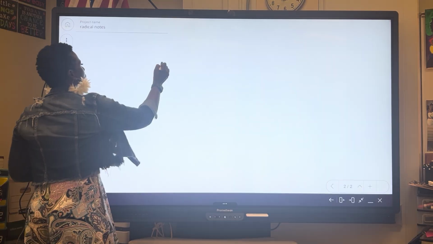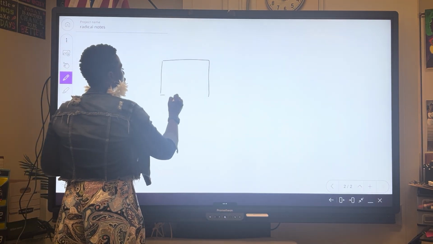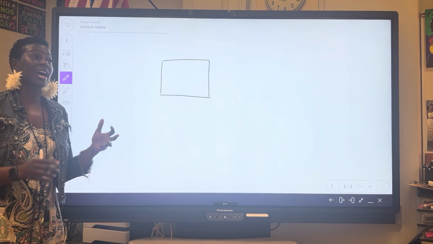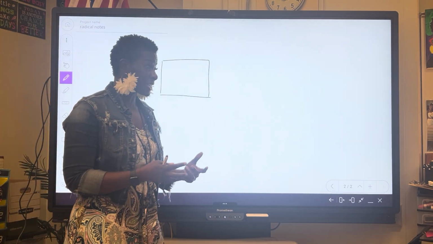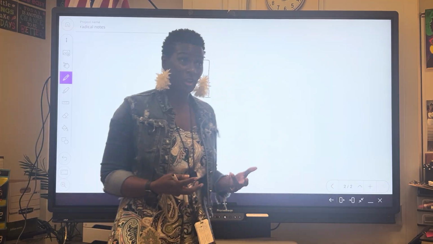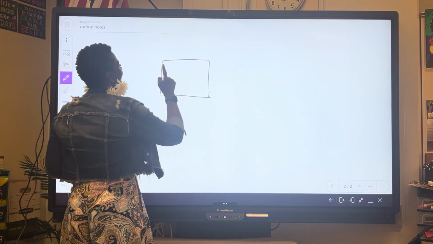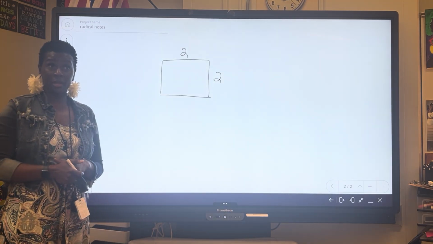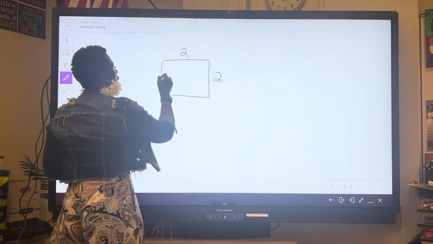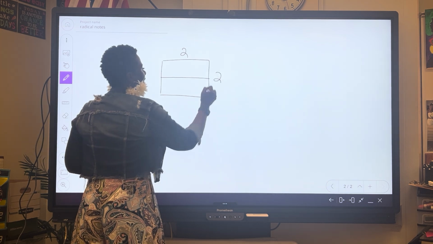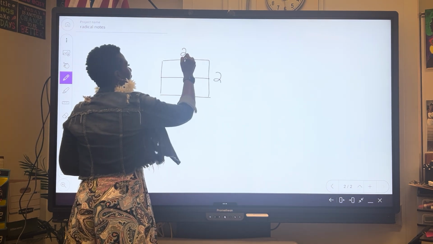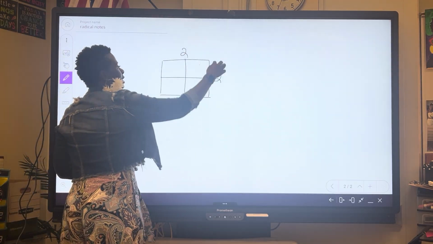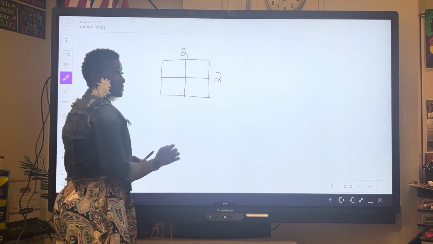So if I were to give you a square, what's true about a square? All sides are equal. It has four sides. It's a quadrilateral. But what's true about the measure of the sides? All the sides are congruent, right? They're all equal. So if I had, let's say, this would be 2 by 2. Everybody with me? Everybody paying attention? So that means the length of this is 2, 1, 2. And the width of this is 2, 1, 2. Y'all with me?